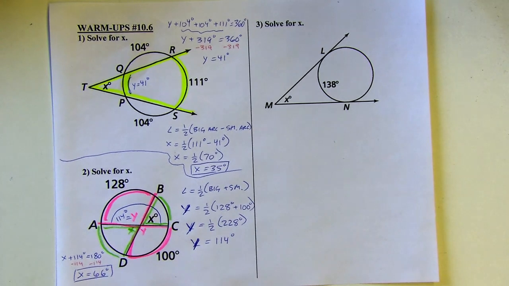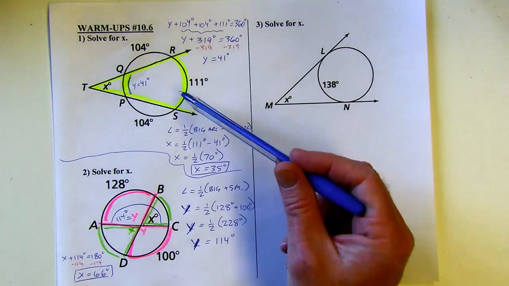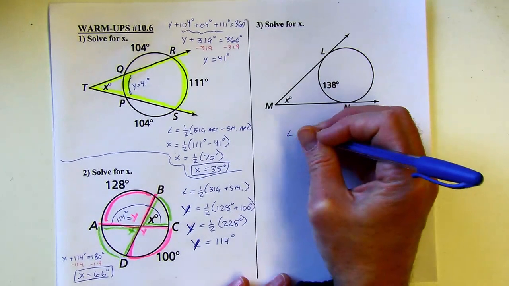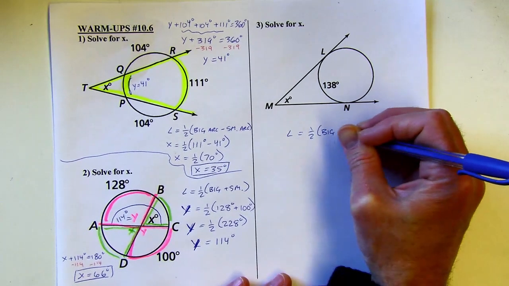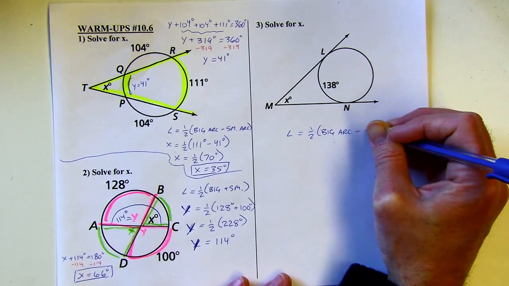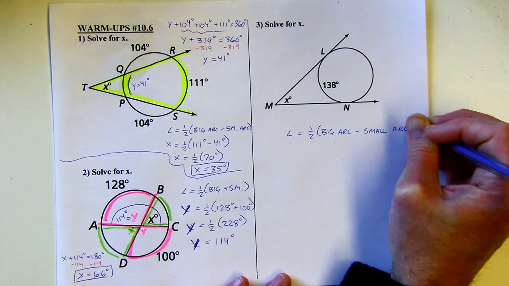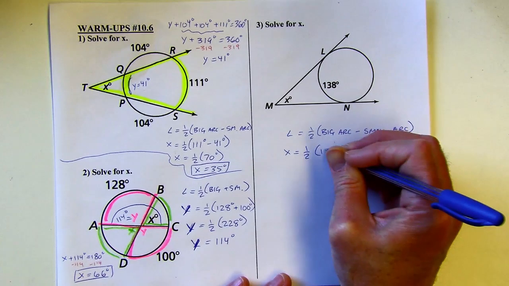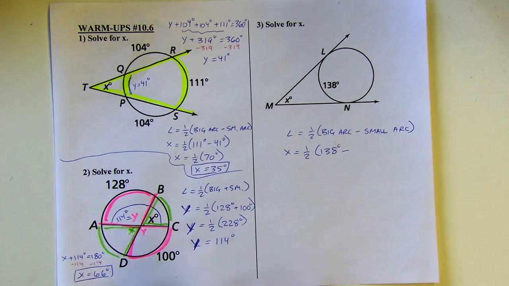All right, and then this third one, the formula is really the same as it is for this situation. Even though these are tangents, my angle is still going to equal 1/2 of the big arc minus the small arc. Okay, so my angle here is x. My big arc is 138 degrees. My small arc is, I don't know yet, it's not marked.